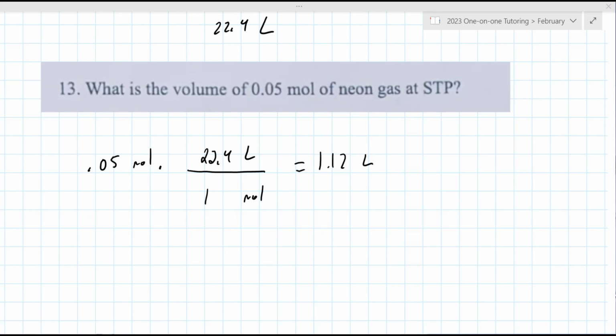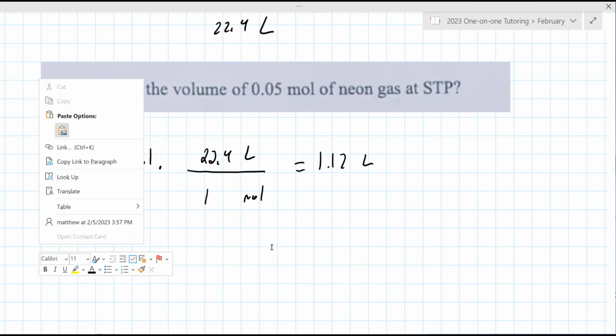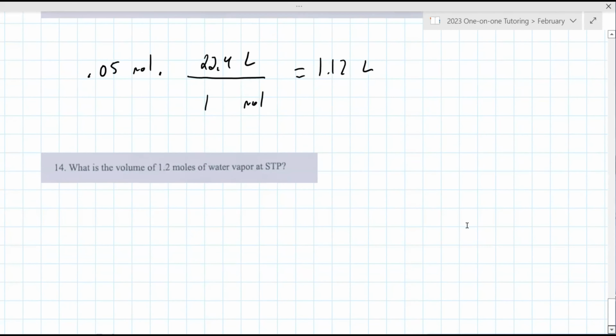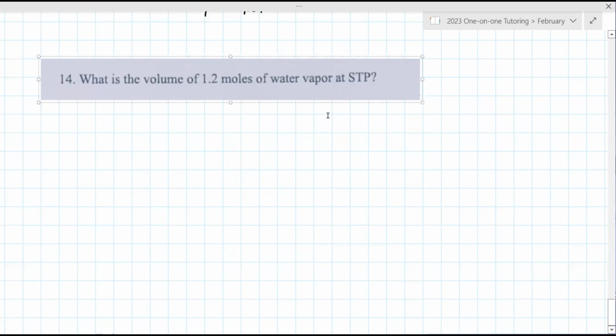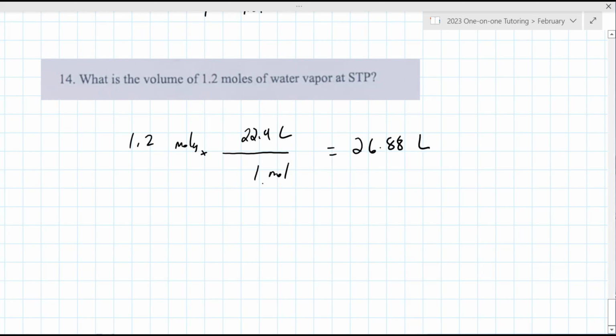Okay. You want to try number 14 on your own? See what you come up with? 26.88 liters. Good. Very good.